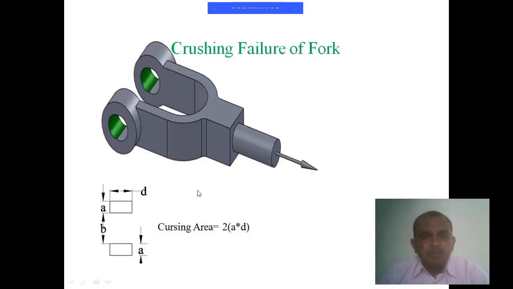In this way you can find the various dimensions of the pin, the fork, and the eye, and you can put these dimensions again in the equations and check whether the stresses are within the permissible limit. If the stresses are not within the permissible limit, you can modify the dimensions.